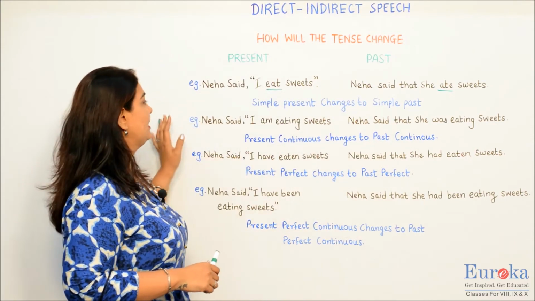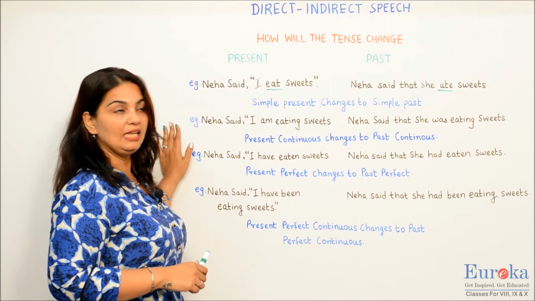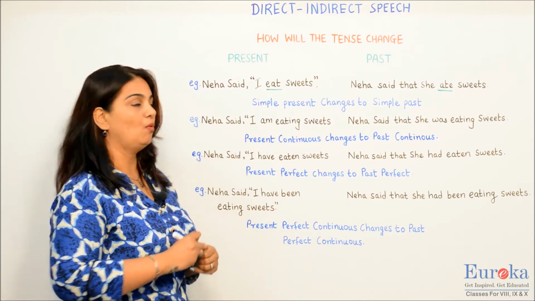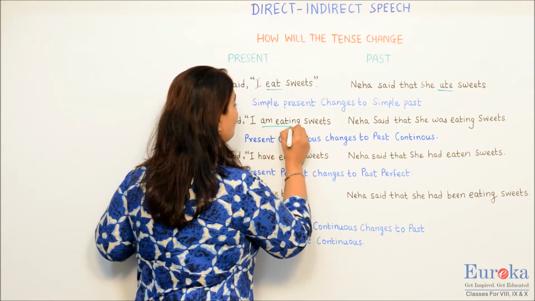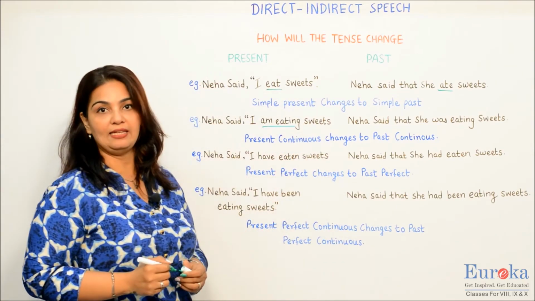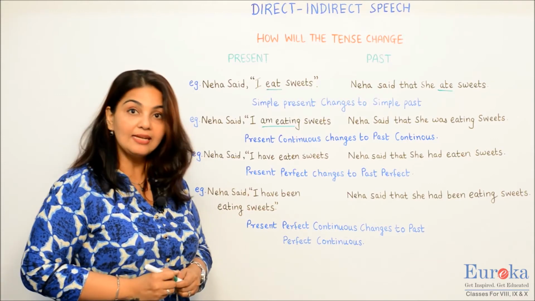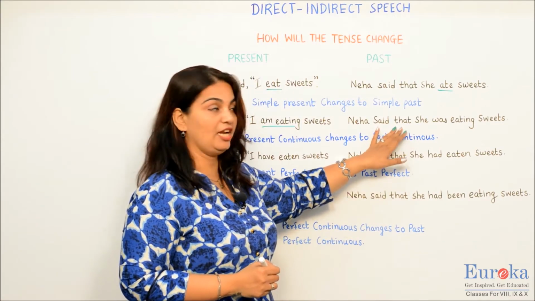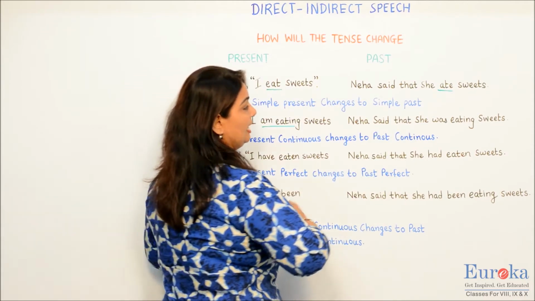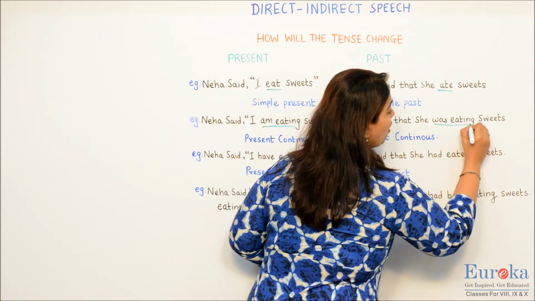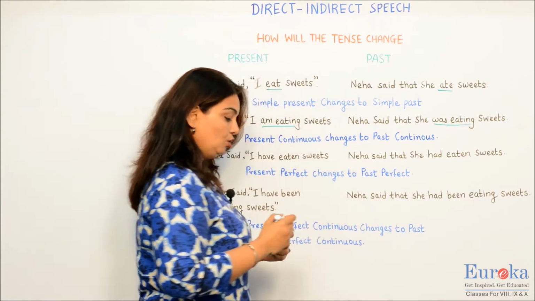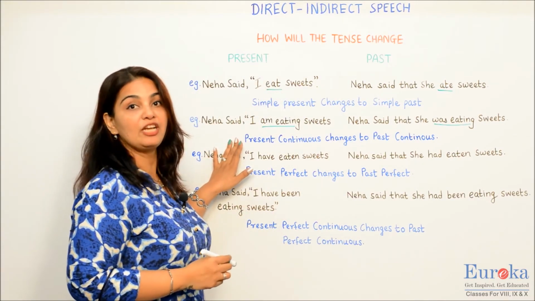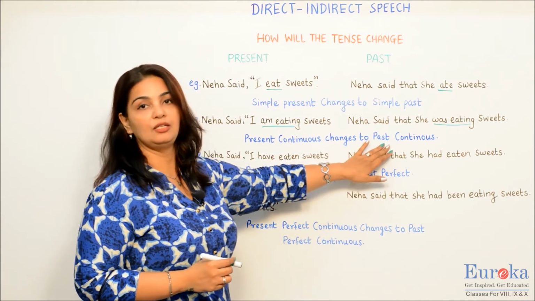Let's look at the second example given over here. Neha said, I am eating sweets. Now, am eating is a present continuous tense. When we convert this sentence into a past tense, this will be changed into Neha said that she was eating. So, the rule for the second example is present continuous changes to past continuous.